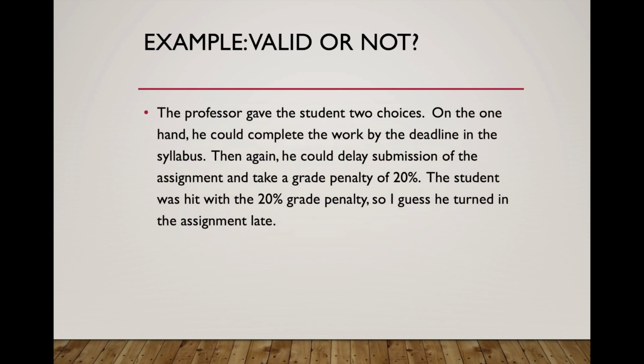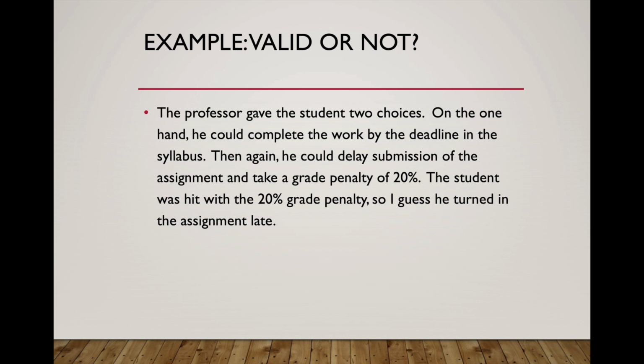Here's another example. The professor gave the student two choices. On the one hand, he could complete the work by the deadline in the syllabus. Then again, he could delay submission of the assignment and take a grade penalty of 20%. The student was hit with the 20% grade penalty, so I guess he turned in the assignment late. So in this case, again, you're reading the whole argument in natural language. Try to find the conclusion. It's signaled here in the last sentence by the argument indicator so, and the conclusion is stated as I guess he turned in the assignment late, right?